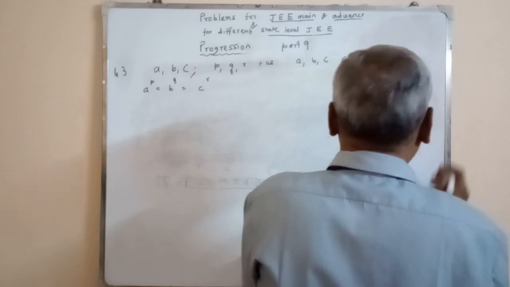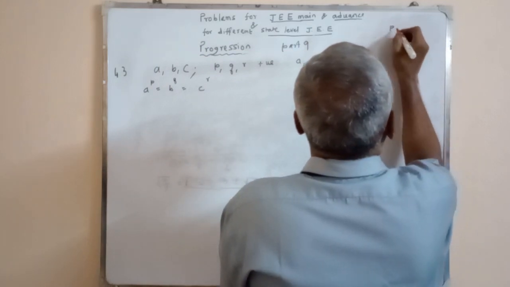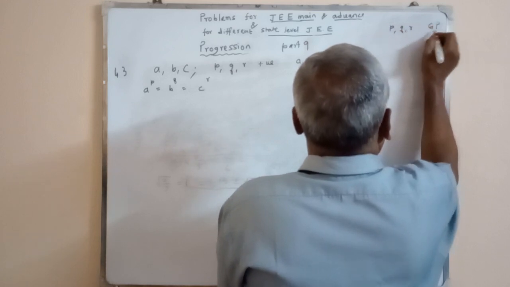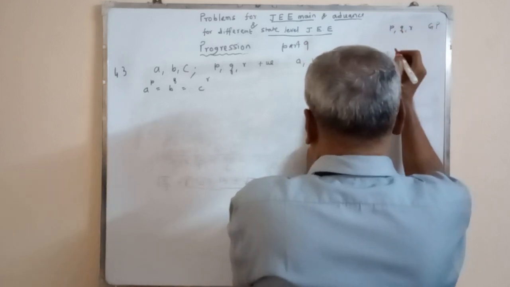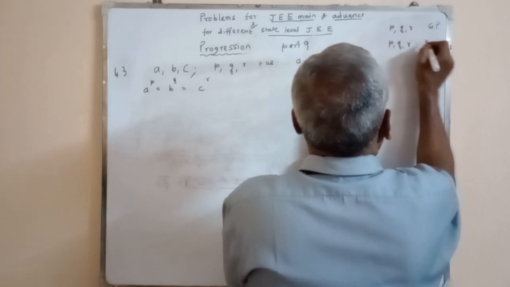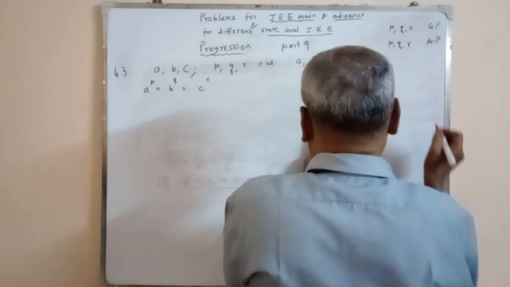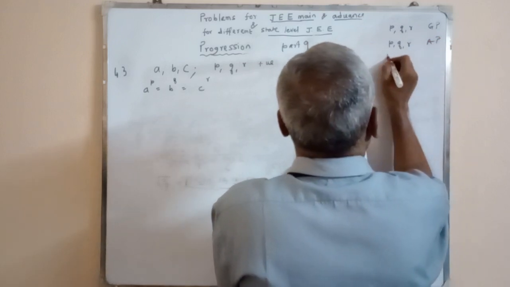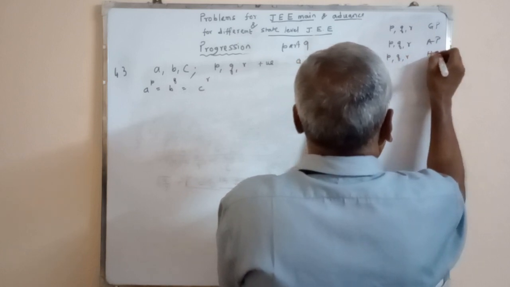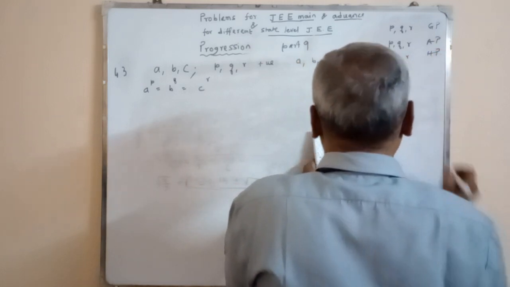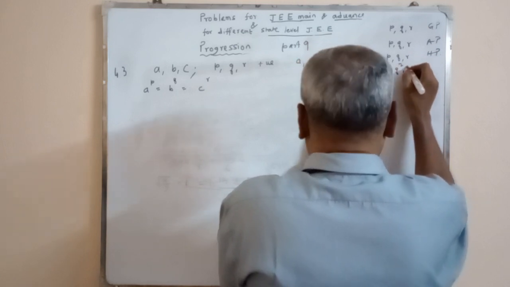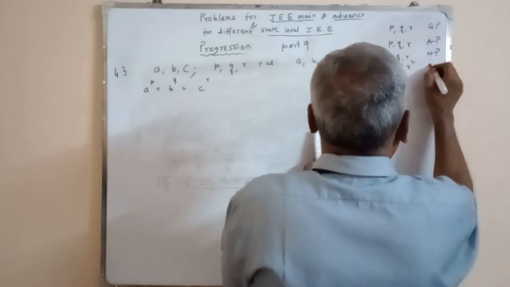First option, P, Q, R in GP. Next option, P, Q, R in AP. P, Q, R in HP, and P square, Q square, R square are in AP.